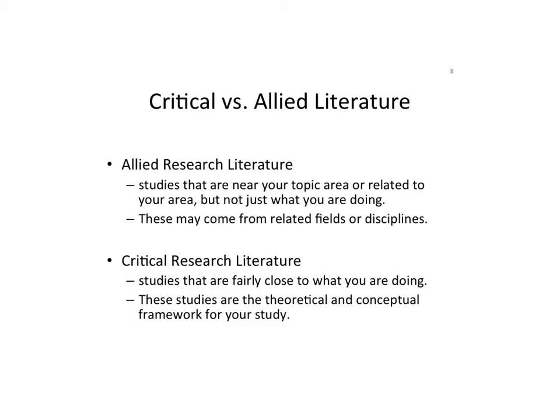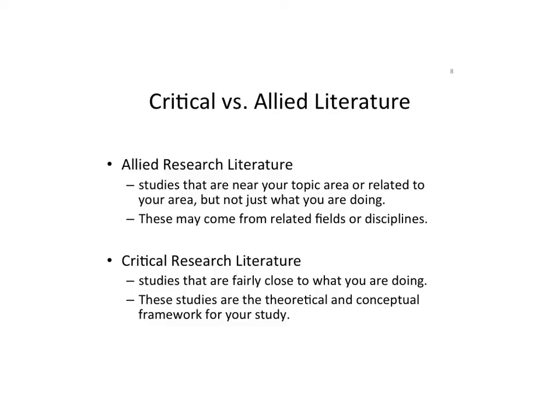Now, allied versus critical. Allied literature is studies that are near your topic area but aren't exactly what you're doing. So they come from related fields or disciplines, or they're talking about related variables, but they don't go exactly with what you're doing. Critical research is studies that are fairly close to what you're doing.